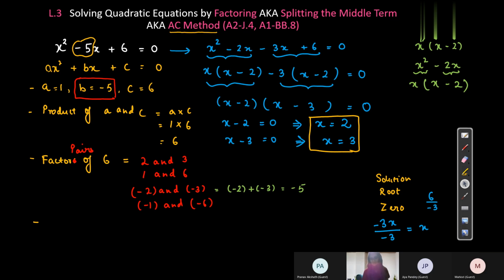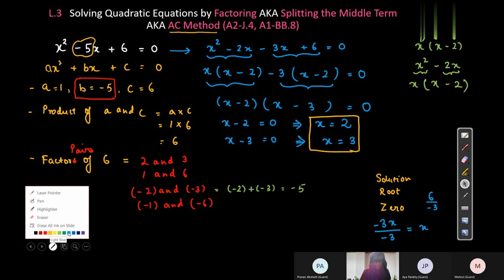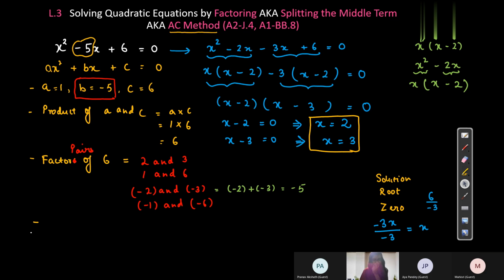So why does this method work? Let me tell you something very interesting that you could have never heard of. In a quadratic equation in this form, x squared minus 5x plus 6 equals 0, this number that you see is always the product of the roots, or solutions. You see the roots are 2 and 3. If you multiply 2 and 3, you will get 6.